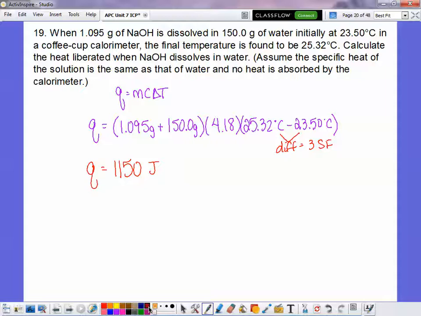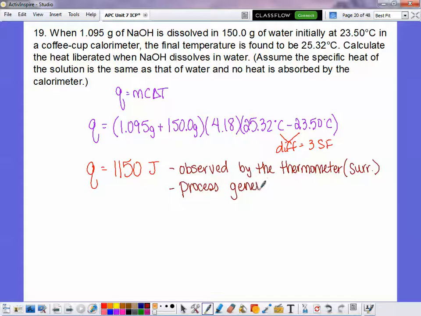So, this Q is being observed by the thermometer, which we already said is part of the surroundings. The reaction, okay, the process, because it's not really a reaction. Sometimes we look at these as a reaction, though, too. The process generated this much energy.